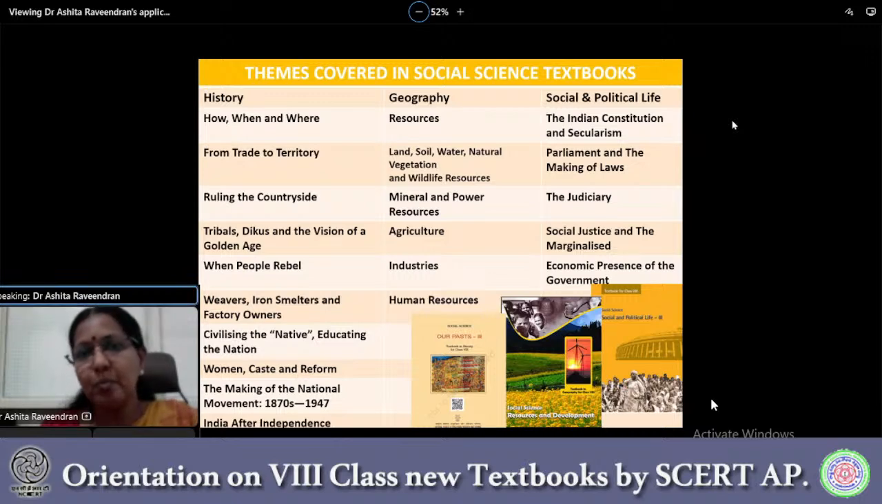Now this textbook provokes a child's curiosity. It provokes a child's thought process so that the child starts thinking, why is it so? This is how the social and political science textbook is different from the earlier textbook.